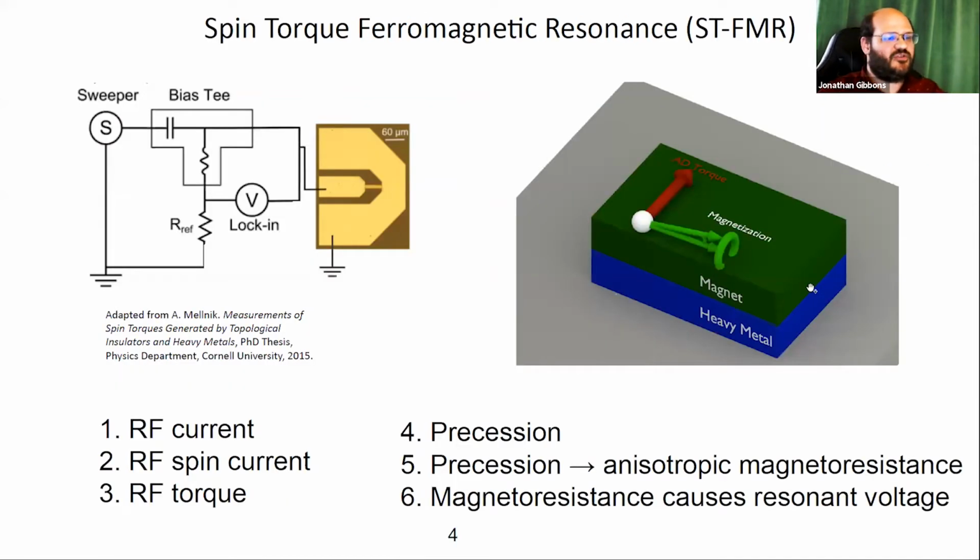So our first measurement technique to get at this was spin torque ferromagnetic resonance. This is an RF technique. You apply an RF current through your device that generates an RF spin current, which exerts an RF torque on the permalloy, the sensor magnetic layer.